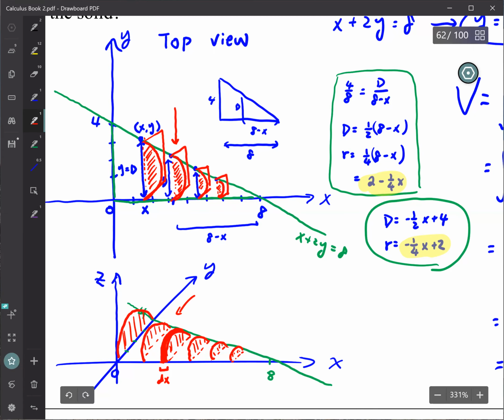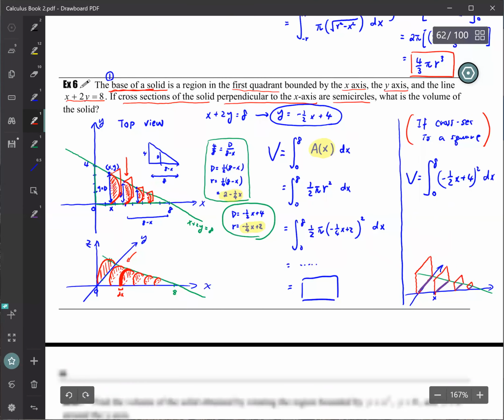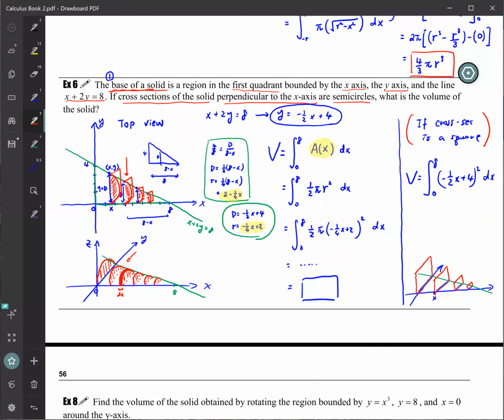Every single square depends on the y value. Yeah, Jesse? Okay, never mind. You answered it. Thank you. Yep, okay. So that's why if it changes to a square shape for the cross section, you just take the y and then square that because the y is one of the sides, okay?